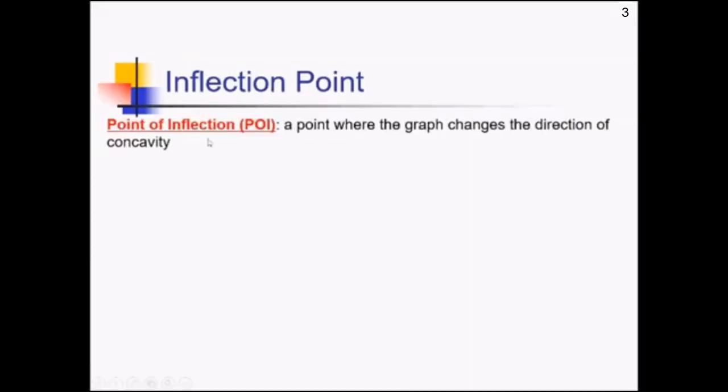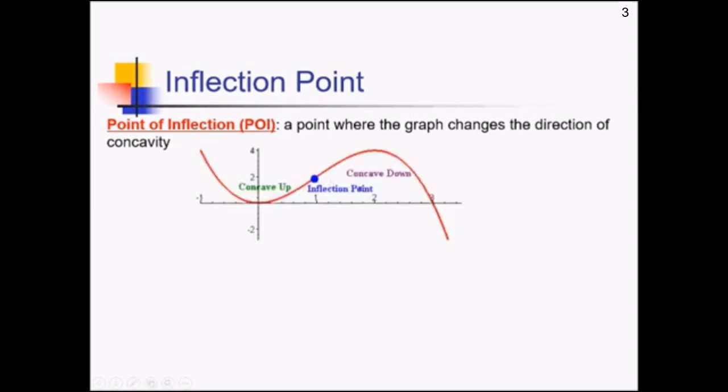A point of inflection, which I'm going to call a POI for short, not an official abbreviation, but a lot of AP graders understand it. No guarantees, though. This is a point where the graph changes the direction of concavity, changing, for example, from concave up to concave down. It's kind of subtle, but you notice there's this spot where you're concave up and then all of a sudden you're concave the other direction.